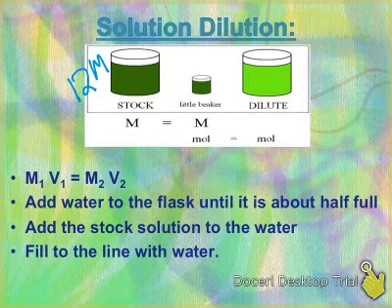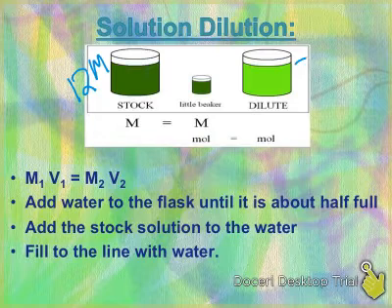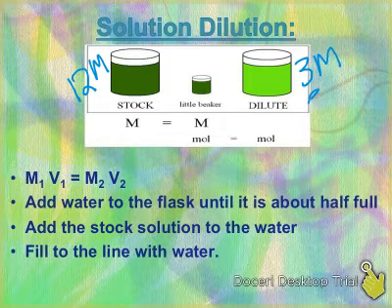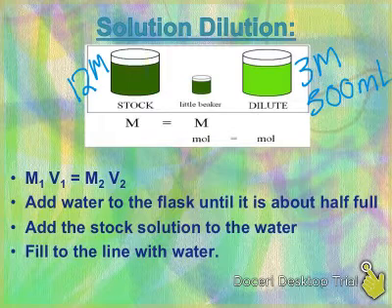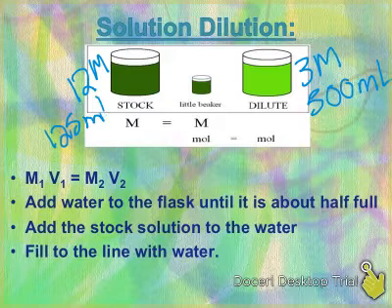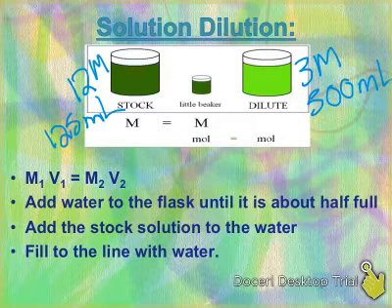And we want it to be 3 molar, and we want it to be 500 milliliters. Well, we just found that we need 125, correct? So that's all the work that we just found. So basically what we're going to do is take this 125 milliliters, put it in a volumetric flask, and add water until we get to our volume.